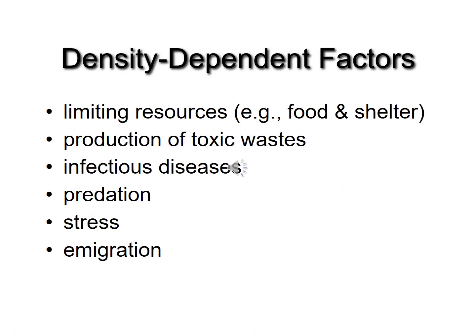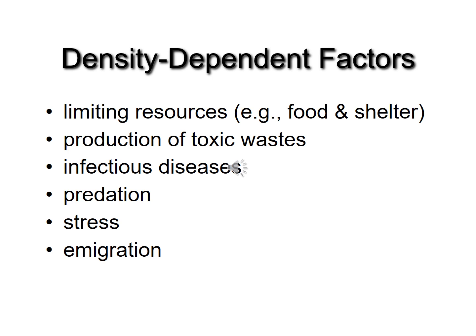Some of the things that make up K, or the carrying capacity, these are density dependent factors. As the population gets more and more dense, these are factors that make that species respond to K. Like, okay, there's too many of the organisms. There could be limiting resources, not as much food and shelter, or that organism produces some kind of waste toxic to itself, or diseases become more prevalent, more predation, more stress, more emigration, individuals leaving. All of those things will be the thing that creates that sensitivity to K for that population.